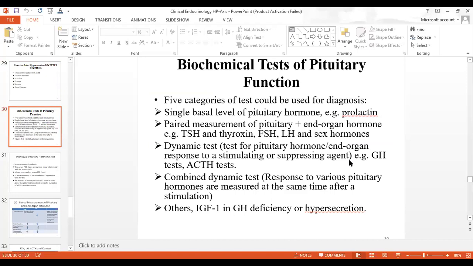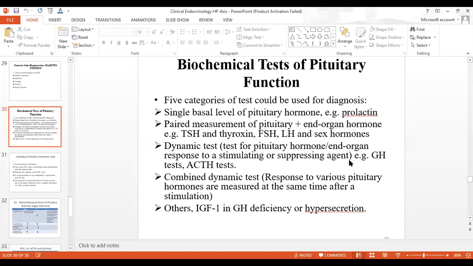So now, some of the biochemical tests for pituitary function. There are 5 categories of tests that you could do. The first one is that you can just measure the hormone level. You can straight away measure, let's say, the prolactin levels in the blood. So we could just do that.